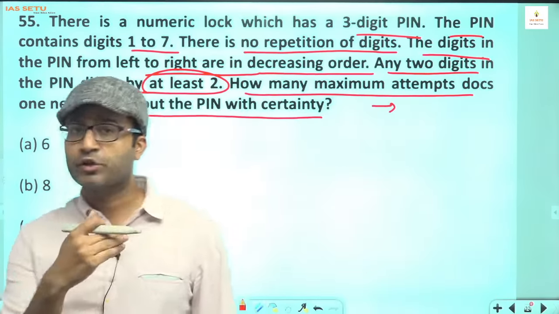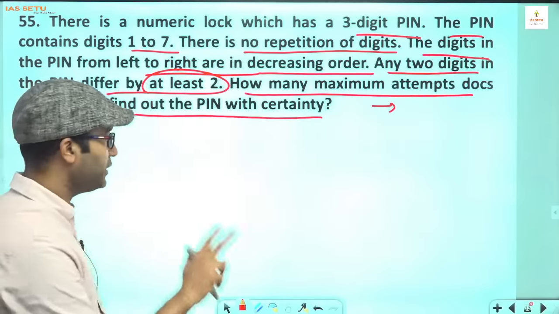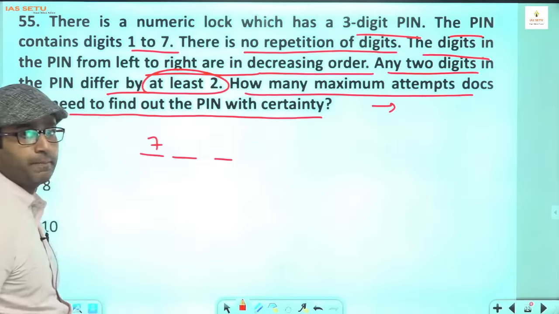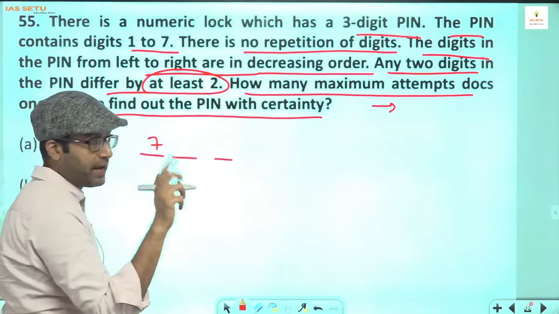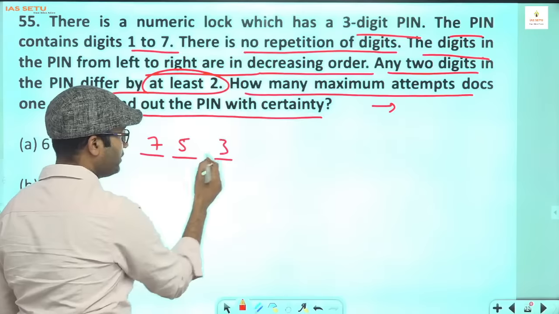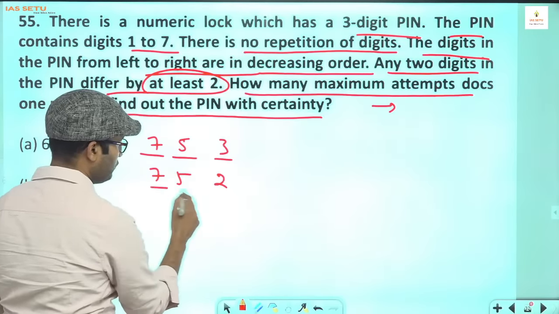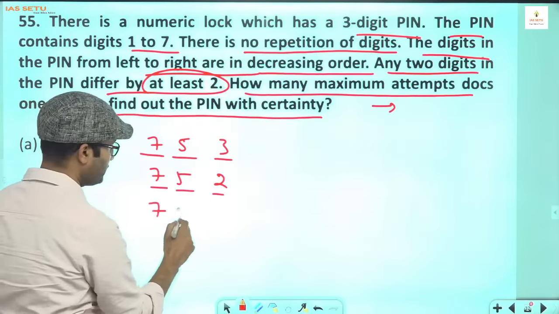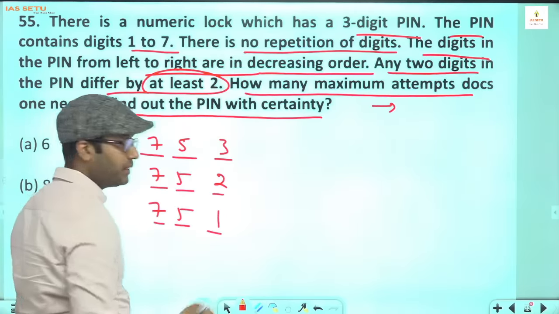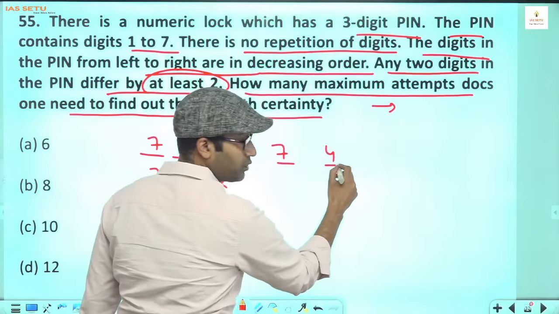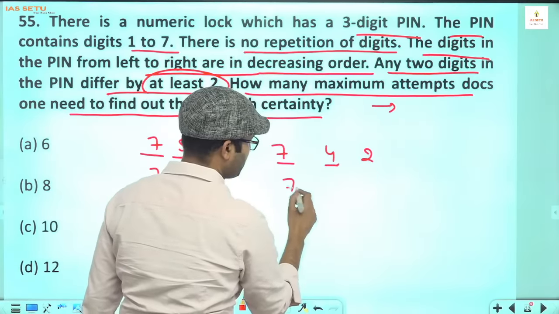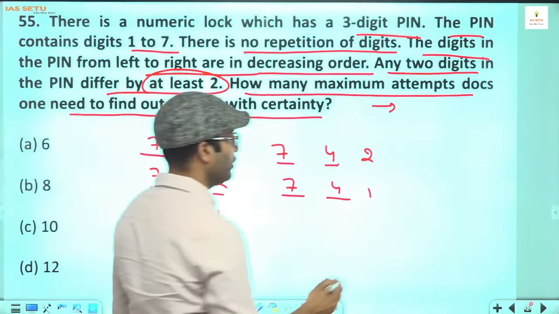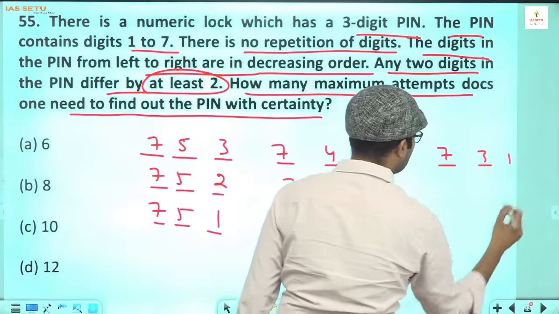So it is decreasing order from left to right, with a gap of 2, and repetition is not allowed. Here I try with 7 first. It cannot be 6 because there is a gap of 2. 7, 5. It can be 3. 7, 5, 2. At least 2. The gap should be 2 or more: 7 5 1, but there is also a possibility 7 4 2, 7 4 1, 7 3 1.